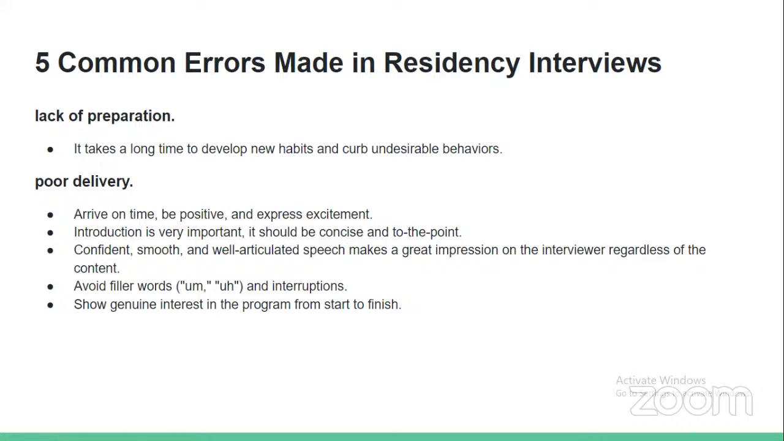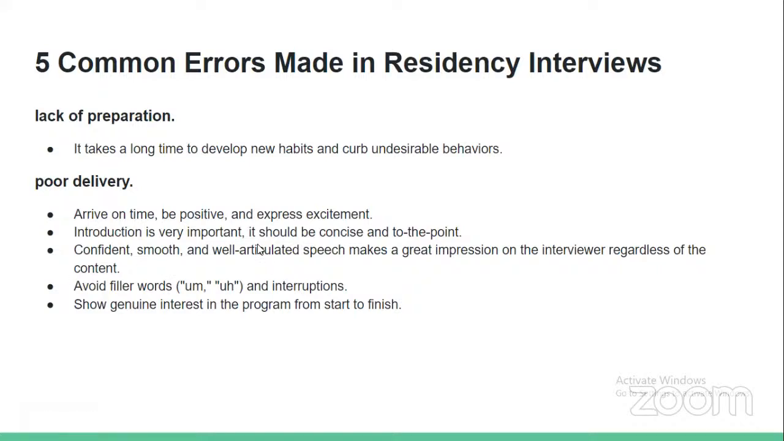The second one is poor delivery. You can avoid this by coming early, being positive, and expressing excitement. Faculty members can know if you are excited or not by reading your body language. So you have to practice on that more.